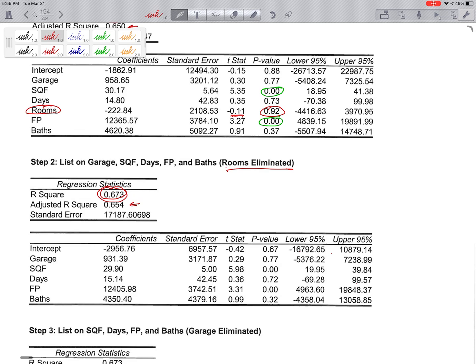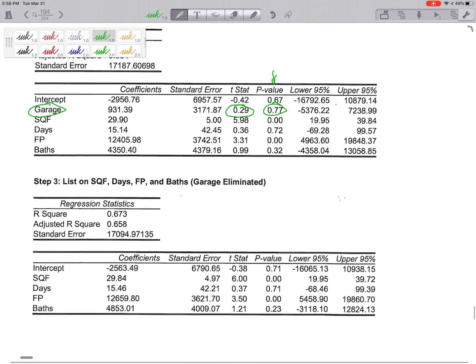All right, let's continue on here. We're going to look at the p-values. And we're going to look for the most insignificant variable. Highest p-value, which is 0.77 for garage. And that, of course, has a really low t-star value, close to 0, 0.29. So we're going to get rid of it. Look at what happens. R squared doesn't even change at 3 decimal places. Adjusted R squared goes up a little bit.